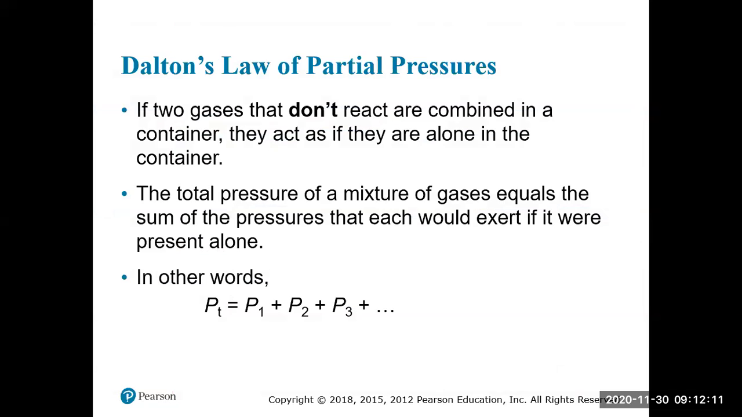Okay. So let's move on to Dalton's law of partial pressures. If you have two gases and they don't react, so remember before we were talking about some things that react, but if they don't react, they're just combined in the container, then they essentially act as if they're alone in the container. So the total pressure of a mixture of gases that don't react is equal to the sum of the pressures that each one would exert if they were by themselves. In other words, that total pressure is just the sum of the individual pressures.